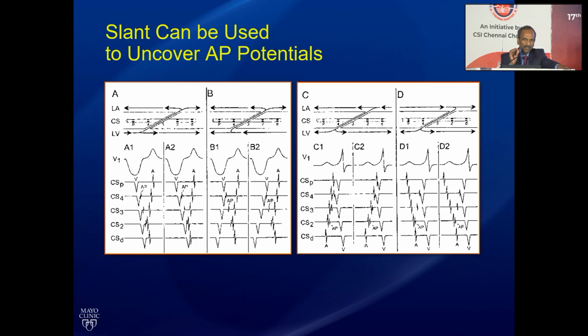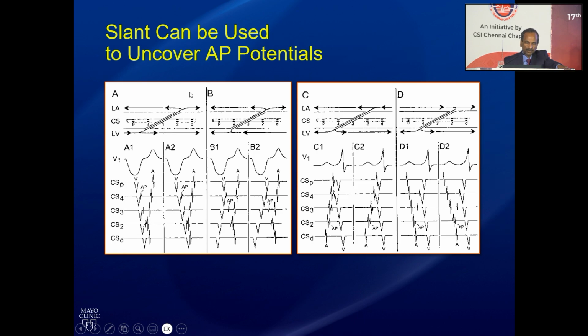That's the key concept here. Now, what this means is if you pace the V at two different sites in a retrograde pathway, or A at two different sites in an antegrade pathway, the AV and VA times change. Accessory pathway is conducting from A to V. Why should it depend where you are pacing? Local time should still be the change. That was the early thinking. But it changes because of the slant.